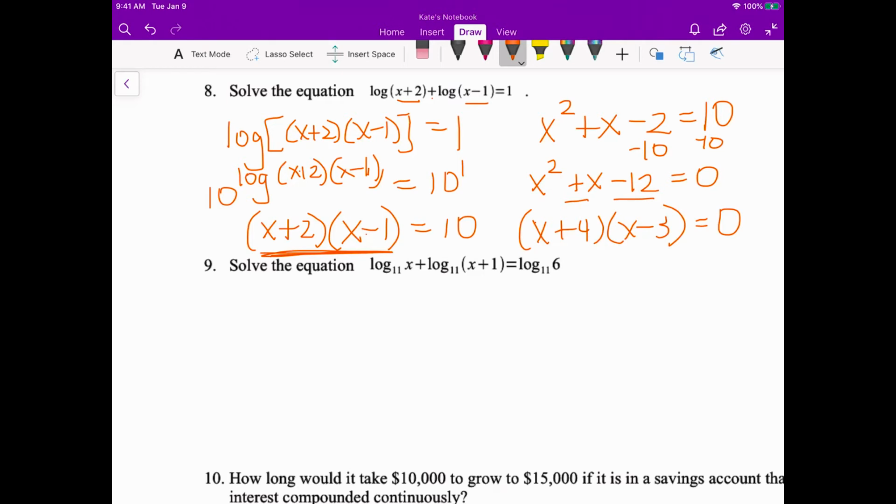So then we end up with x equals negative 4 and x equals 3. We have to check our answers because remember, we can't take the log of a negative number. Now we could end up with a negative solution, but not if it causes us to take the log of a negative number. So x equals negative 4 does not work. However, x equals 3 will work. So our only solution is x equals 3.